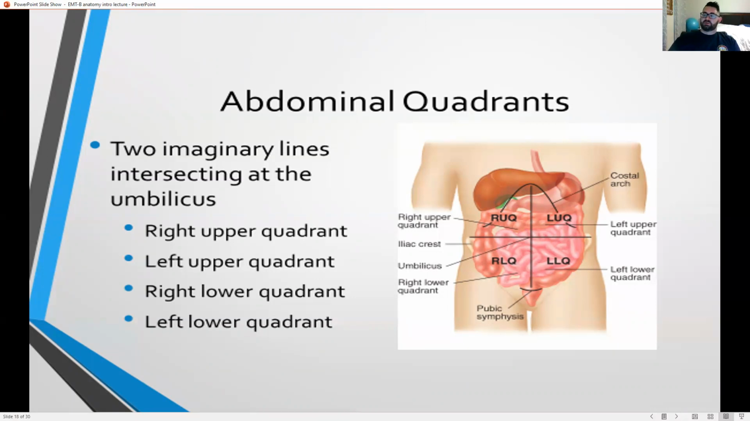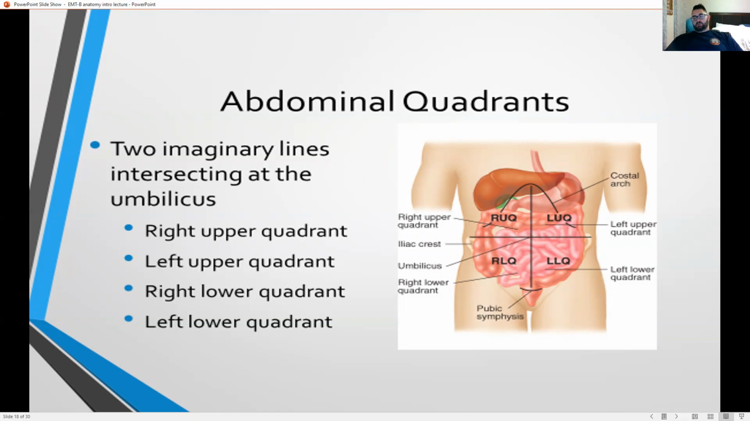So 2 imaginary lines making 4 quadrants of the abdomen. We got the right upper quadrant. Everybody raise your right hand. Now put it on the right upper side of your abdomen, right upper area of your belly. That is your right upper quadrant. Now, where would my left upper quadrant be? Raise your left hand. All right, top of your belly, right there, left upper quadrant.